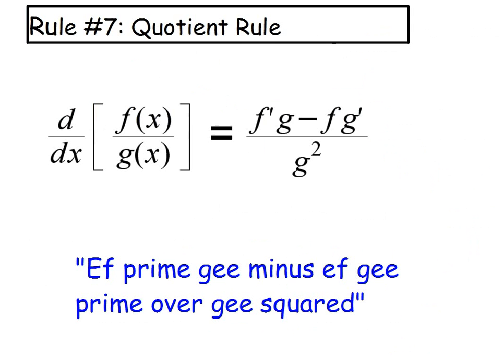And I just like to write it like this for the quotient rule. F prime g minus f g prime over g squared. There's no sense in writing f of x and g of x because it's the same thing. And this is how you would read it.